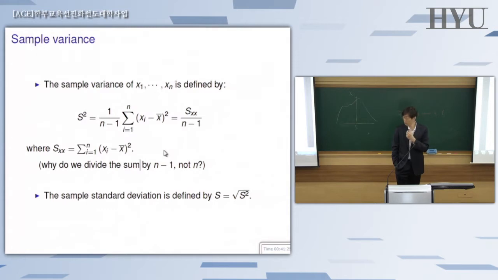But then the next natural question you might have is, how come we have divided this sum of squared values by sample size n minus 1 instead of just simply n? Does anybody know why? So it's natural to divide this quantity by n, but why do we have to subtract 1 from it? Does anybody know why? Why n minus 1 instead of n?